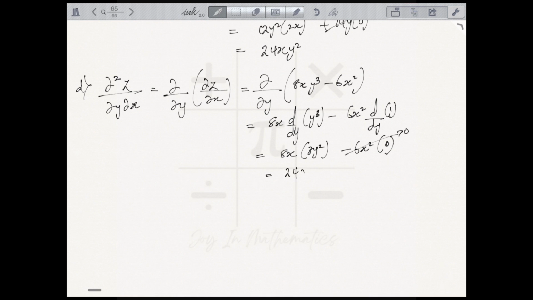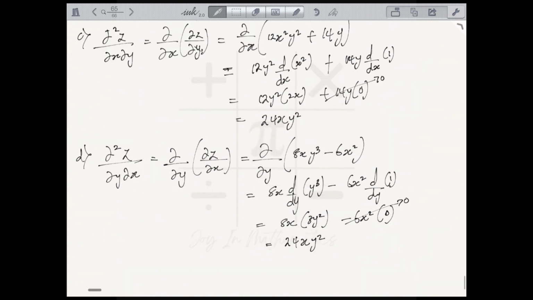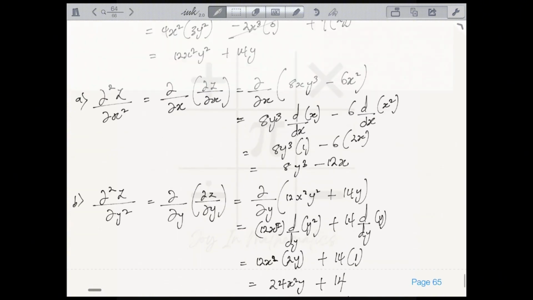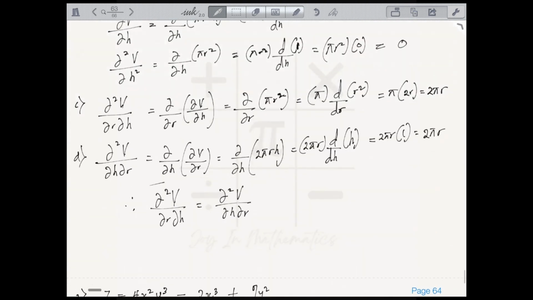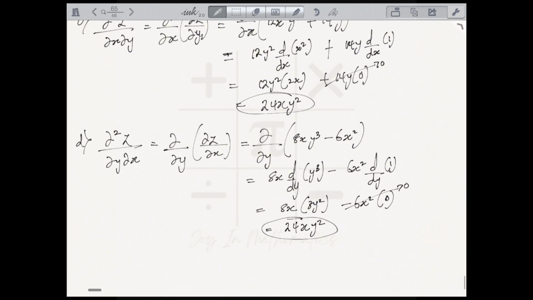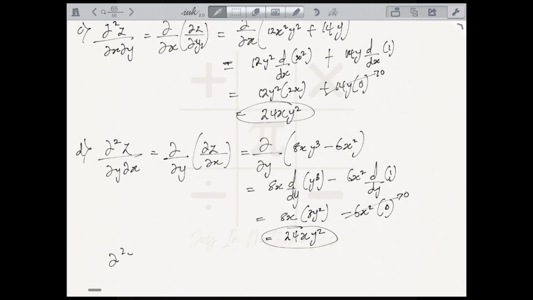24xy squared. Just as we saw in the first example, that this form of differentiation is equal is the same that we are seeing here. So therefore we can come to a conclusion that ∂²z/∂x∂y is the same thing as ∂²z/∂y∂x.